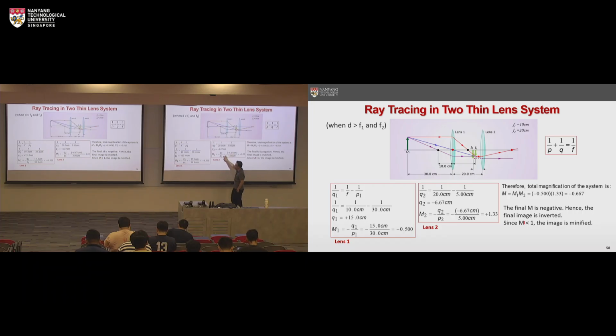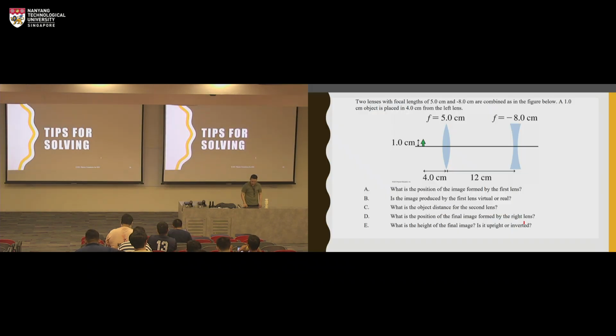Okay, so from two independent systems, you'll get M1, which is your magnification from your first system. For your second system, you'll also get M2. And finally, the total M is the M1 times M2. Okay, so remember that you need to multiply your M1 times your M2. All right, so now we will share some tips for solving this.